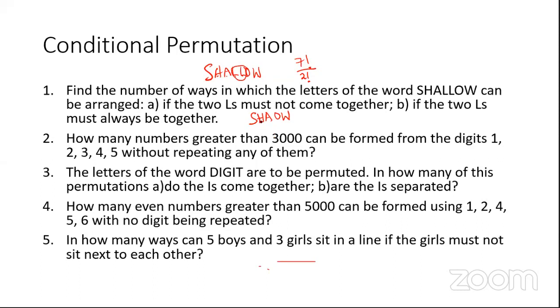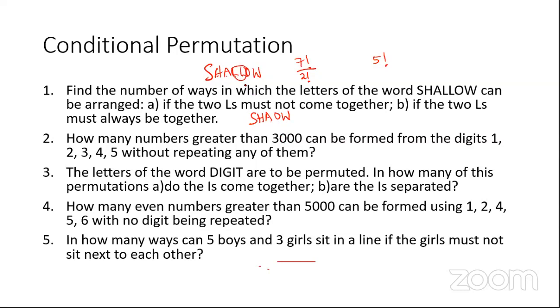So in how many ways can I arrange this? 5: 1, 2, 3, 4, 5. That's 5 factorial. Now, what you do is, if I've arranged this, I will first arrange this.